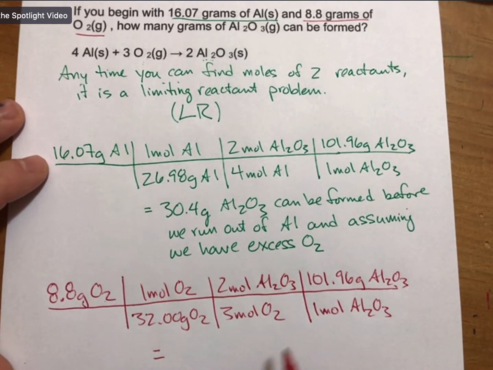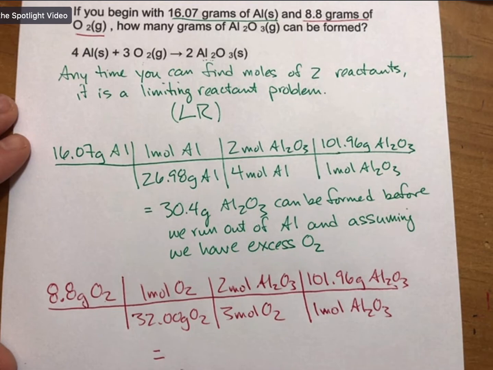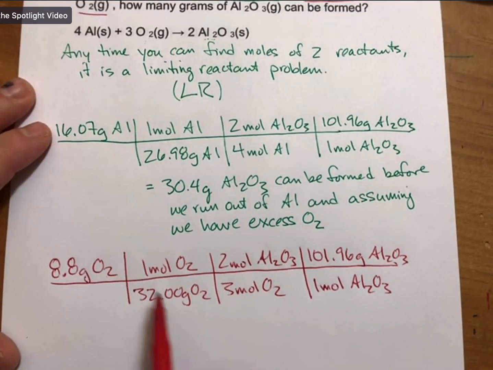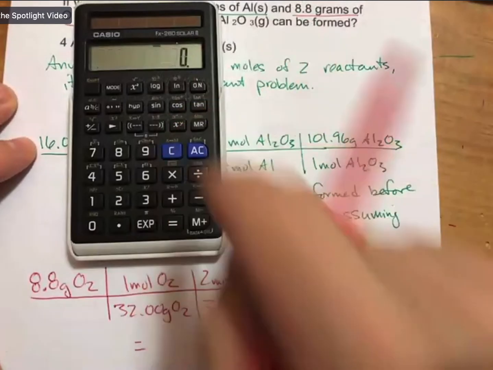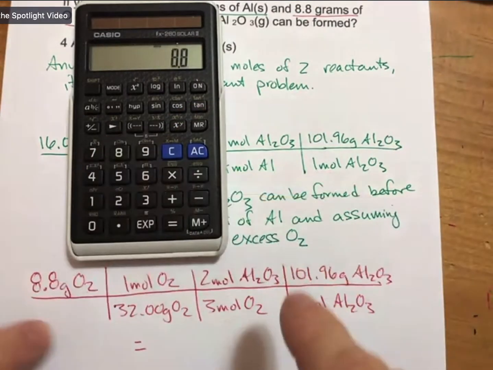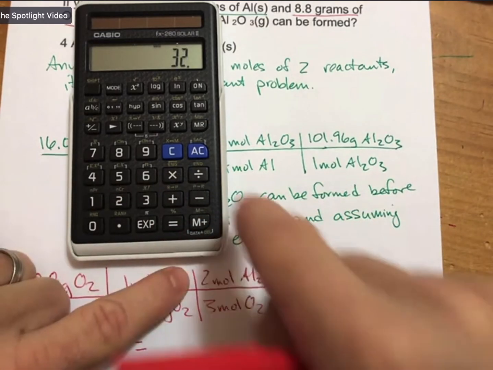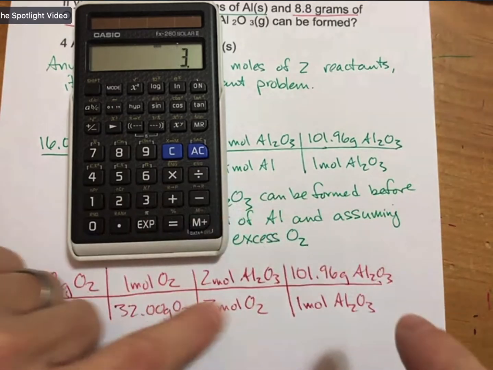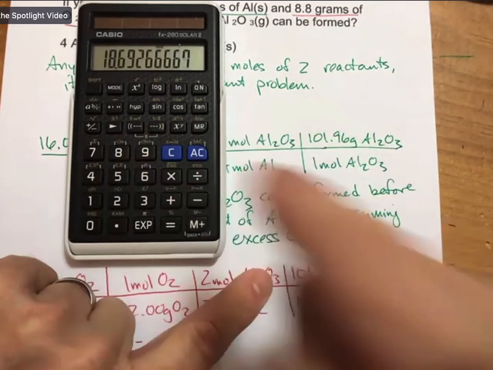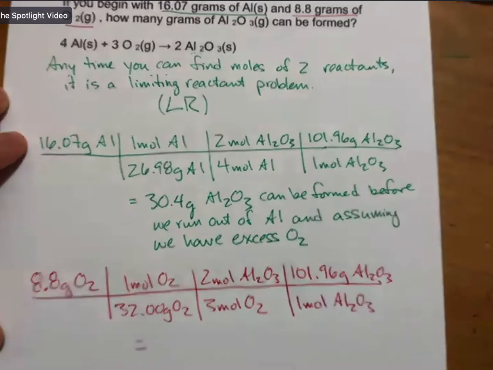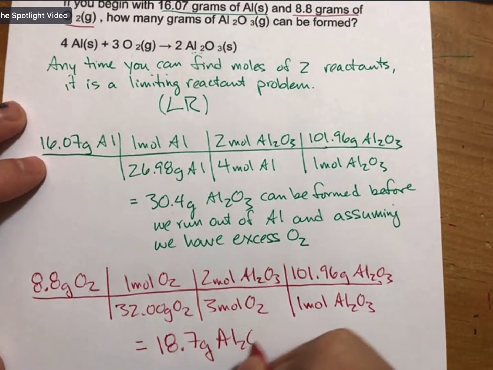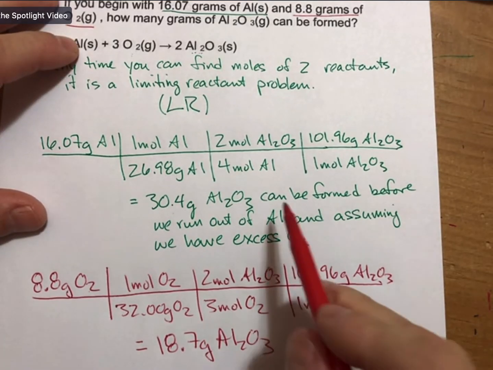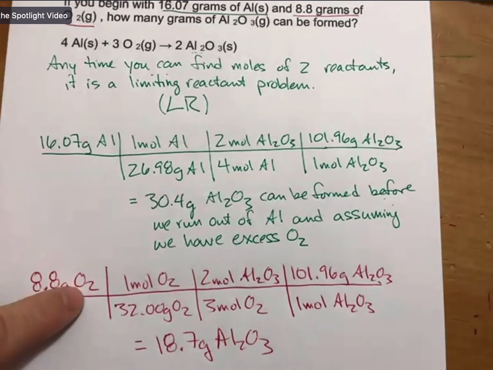And there are a number of ways to do limiting reactant problems. This is how I do them. You can do them different ways. Just make sure that when you write down your work for these, that you show your work and everything will be good. Multiply everything across, multiply and divide, I should say. For this, I get 8.8 grams divided by 32 times 2 divided by 3 times 101.96. I get 18.7 grams of aluminum oxide can be formed before we run out of oxygen.